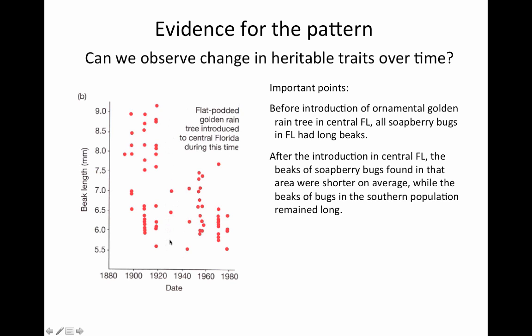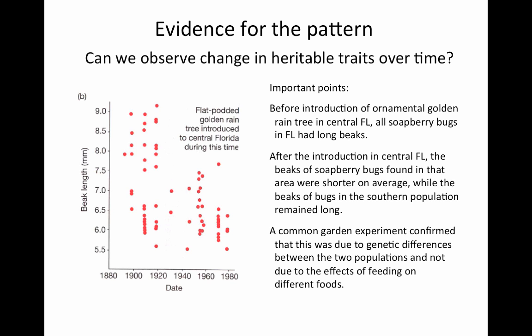Why? Because remember that the range of these balloon vine plants was shrinking and shrinking and shrinking as this other ornamental plant became invasive and started encroaching on its range. So you get fewer of the long-beaked bugs that feed on the balloon vine plants. And again, we can use common garden experiments to confirm that this is a heritable trait and not due to the effects of feeding on different foods.